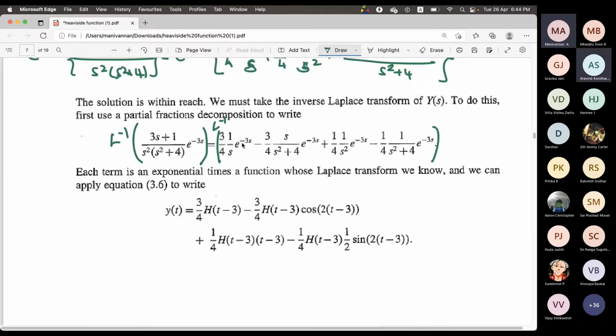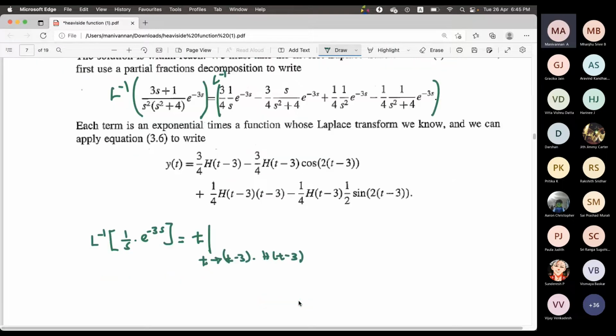But how to write this? The e raised to the power 3 by 4 we take outside, then L inverse of this 1 by s into e raised to the power 3s. First we are going to consider L inverse of 1 by s. This is t, then this t will be replaced using t minus 3 into h of t minus 3.